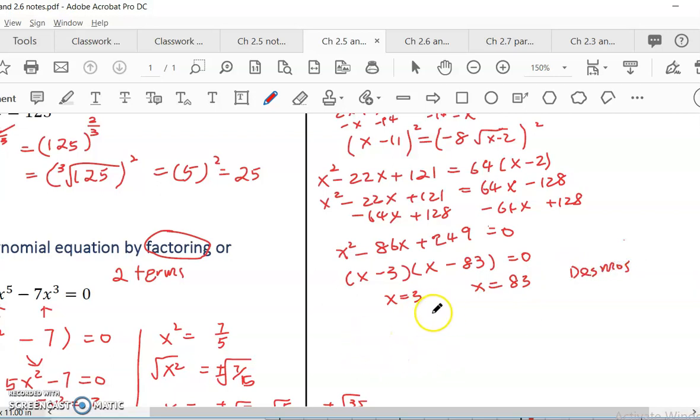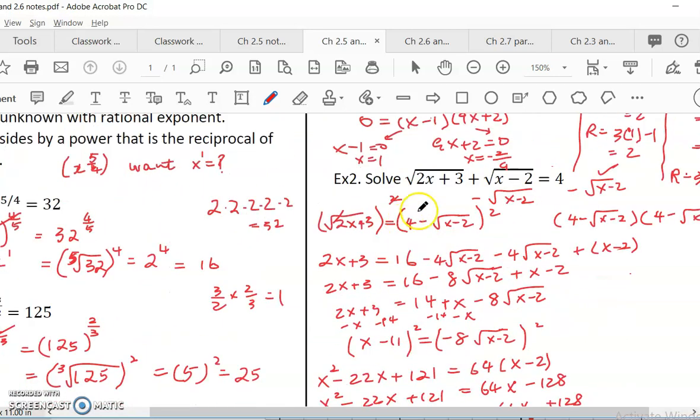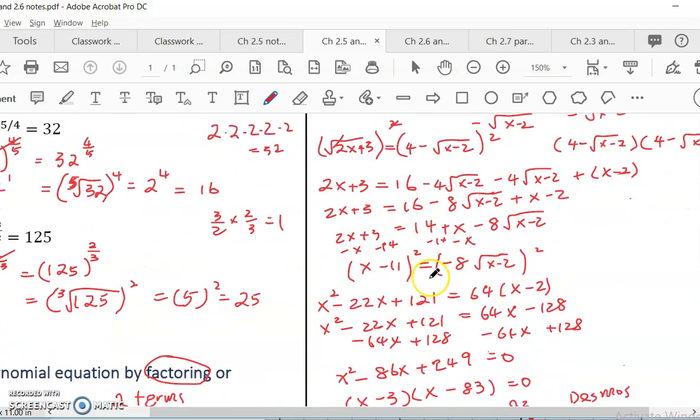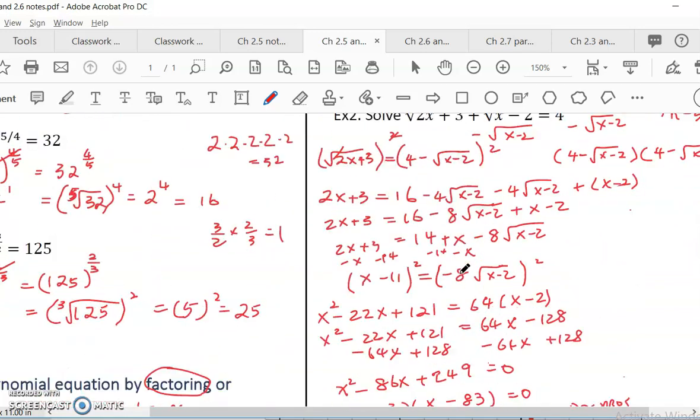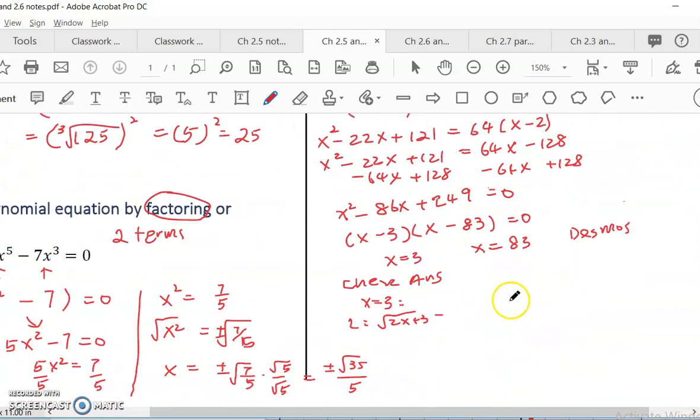Okay, so now do I have two solutions? Not necessarily. So check answer. Always check answer. Don't check answer here. Check answer from the very beginning. Square root of 2x plus 3 and x minus 2. So let's do the left hand side. Square root of 2x plus 3. Plus square root of x minus 2.